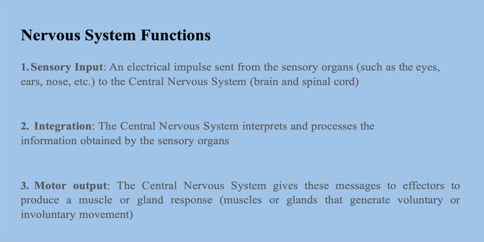So, voluntary means an action that you have control over, such as running, walking, things that you may do at your own will. However, involuntary movement is something that you have no control over, such as digestion, heart rate, heart beating, breathing. These things we don't have control over.